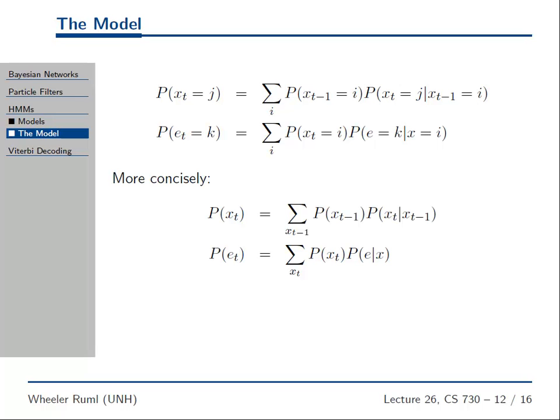The probability of being in a particular state at time t is the sum over all the previous states of the probability we're in that previous state times the probability we would transition from that state to this state. And then the probability of getting some observation is the sum over all the states we could be in of the probability of being in that state and the probability of getting that observation from that state. Now, so that's a hidden Markov model.